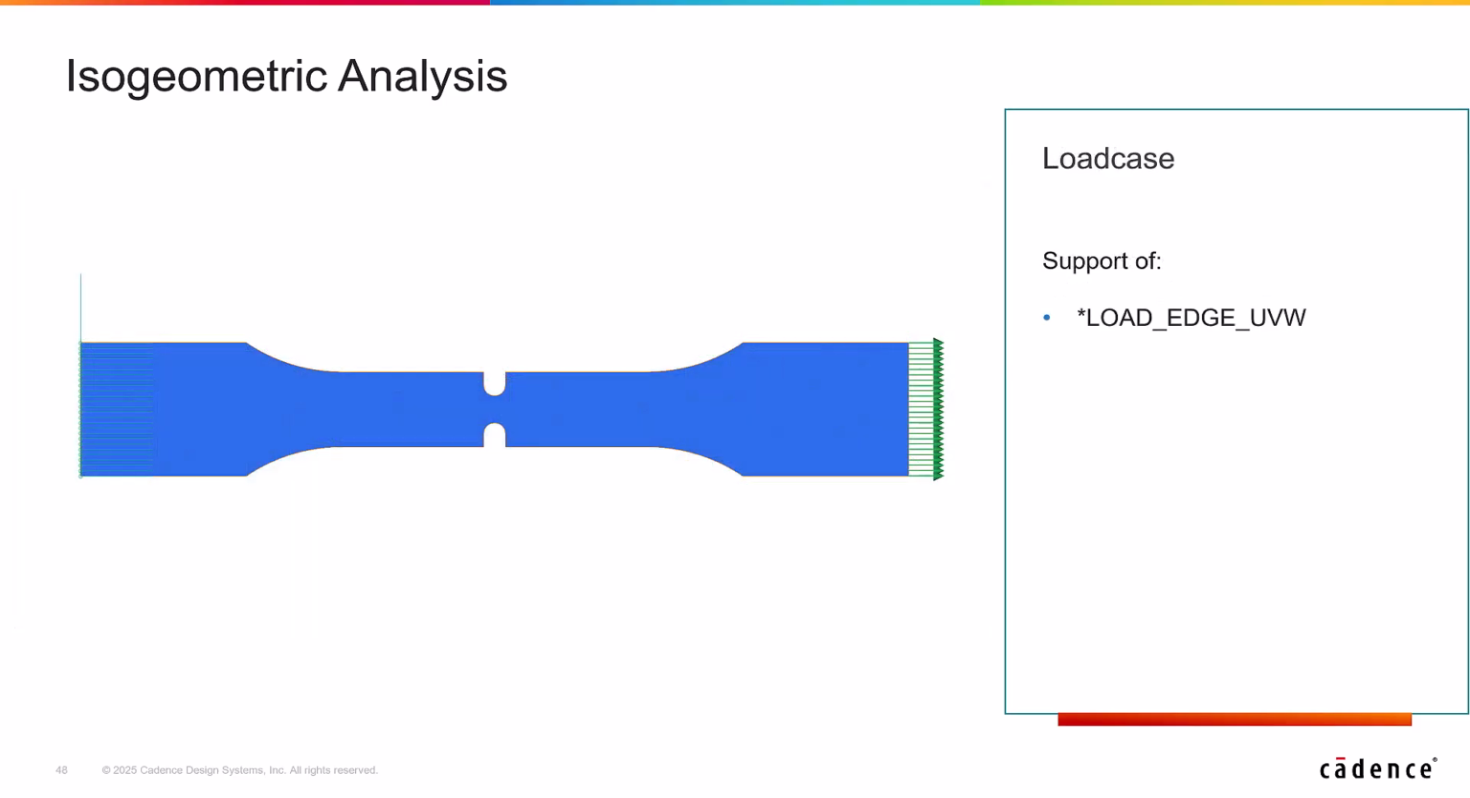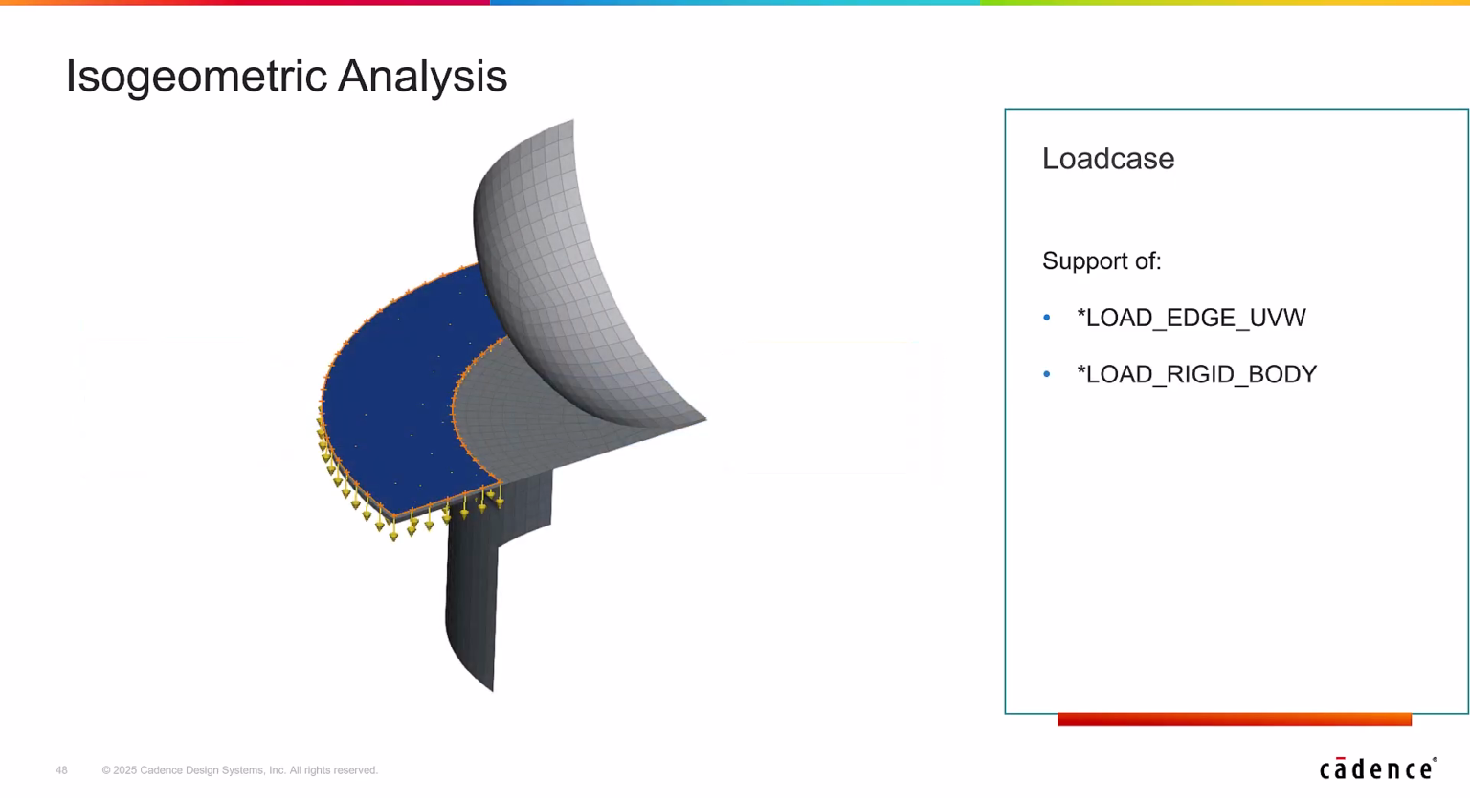To conclude, the keyword Load Edge UVW is now supported for the direct application of uniformly distributed loads on a parametric edge or a set of parametric edges. Additionally, Load Rigid Body is now supported, enabling the application of concentrated forces to IGA entities defined with rigid materials.